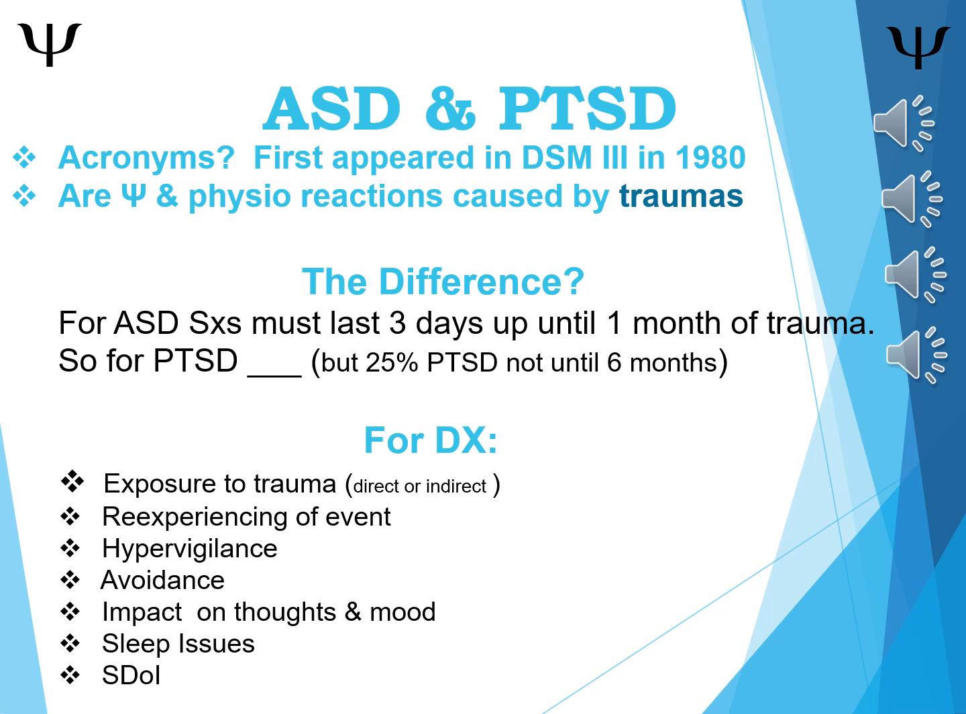ASD and PTSD are highly similar disorders. The difference is the amount of time the disorder has been presenting itself. For ASD, the symptoms must last between 3 days, that is, it can't be diagnosed on the first day after the trauma or the second day. So 3 days up until 1 month. At 1 month, that diagnosis would no longer be appropriate.